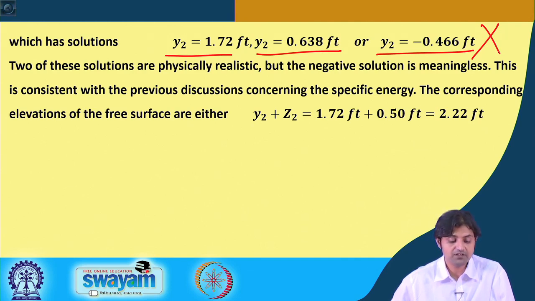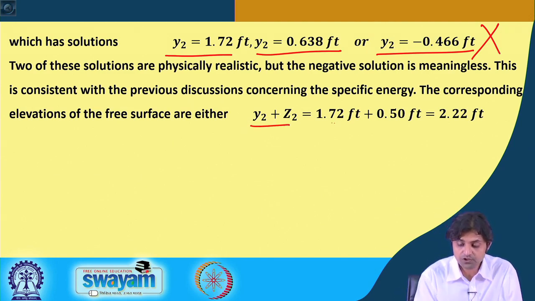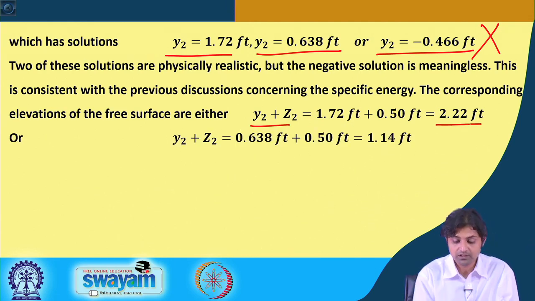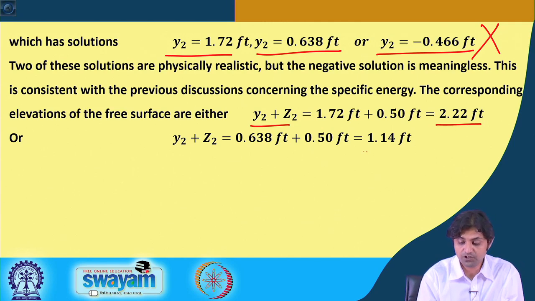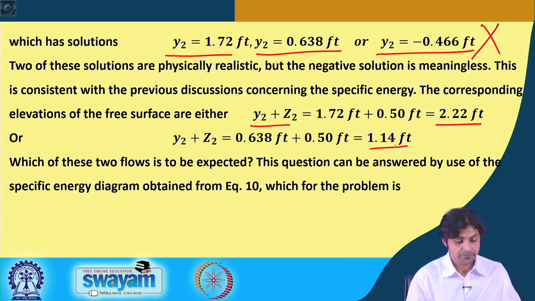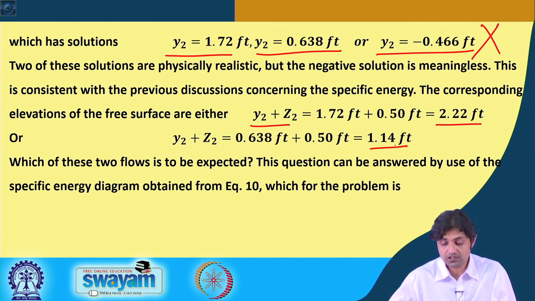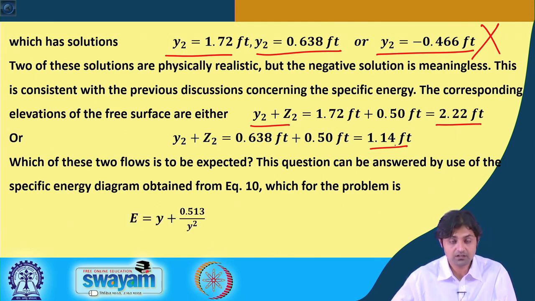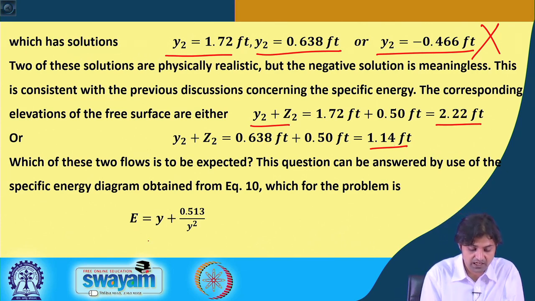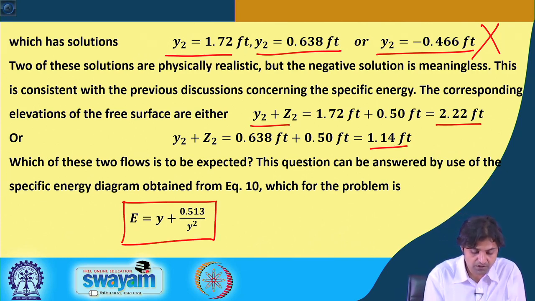The corresponding elevations of the free surfaces are either, y2 plus z2, if we take 1.72 as y2, 2.2 feet, or if we take 0.638 feet, then it will be 1.14 feet. So, actually which of these flows is to be expected? The question can be answered by use of the specific energy diagram obtained from equation 10, which for this problem is. So, for this particular question, we have to make a specific energy diagram for this equation.